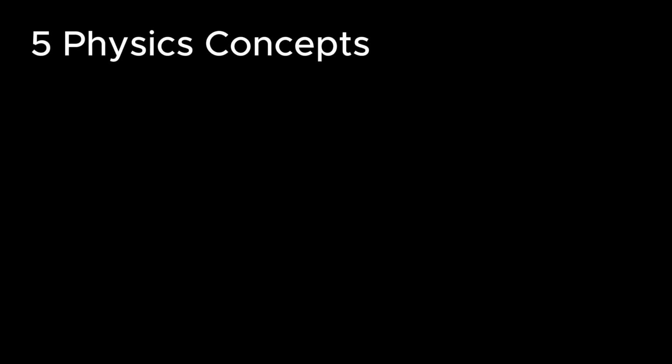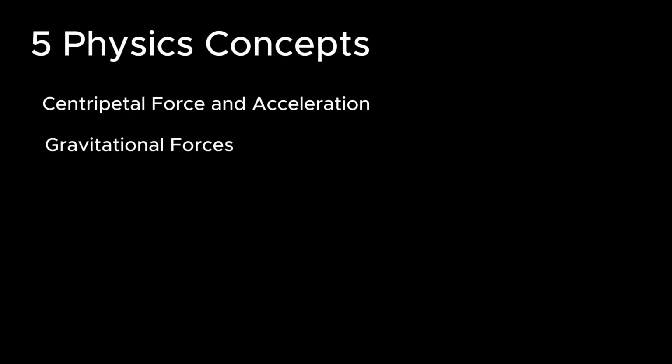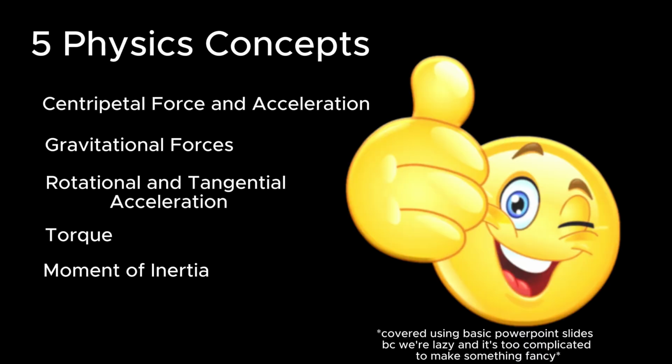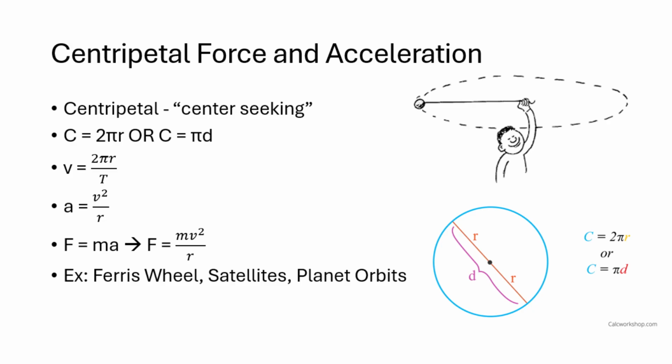Now, before you jump straight into this question, you must at least have a sound understanding of these 5 physics concepts: centripetal force and acceleration, gravitational forces, rotational and tangential acceleration, torque, and moment of inertia, all of which are covered in this video. Starting with centripetal force and acceleration. Although it doesn't have anything directly to do with the toilet paper question, it still has some fundamental skills that you need to understand for AP Physics 1 and AP Physics C.